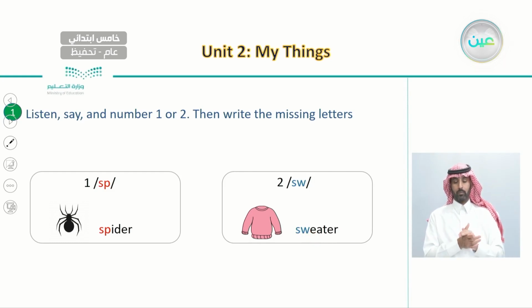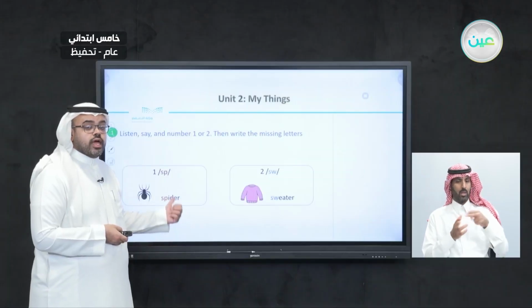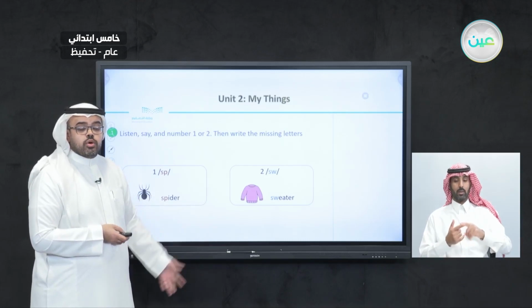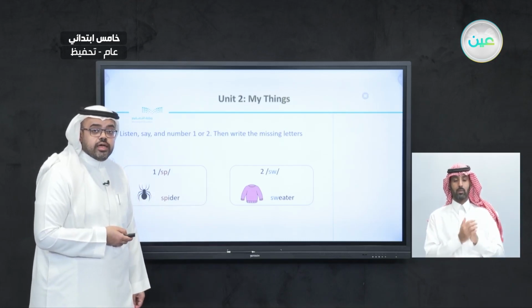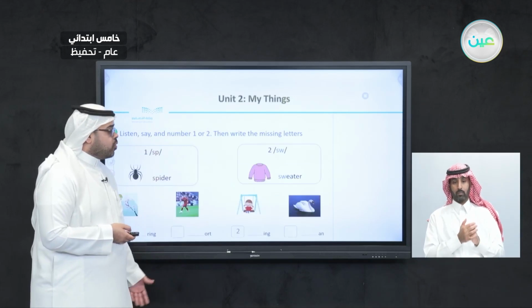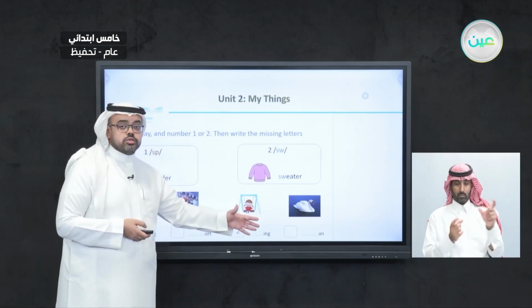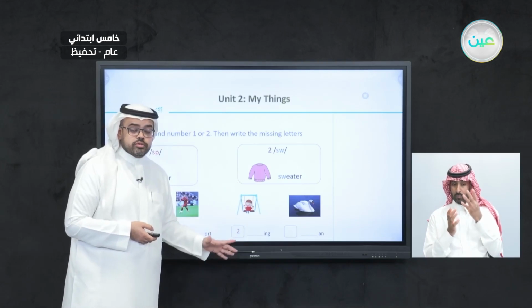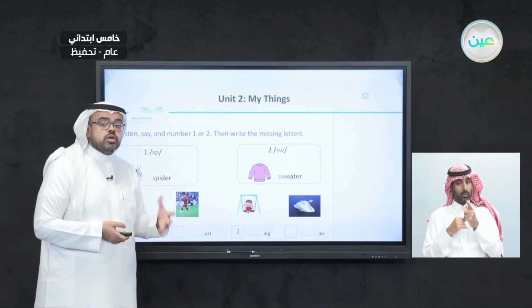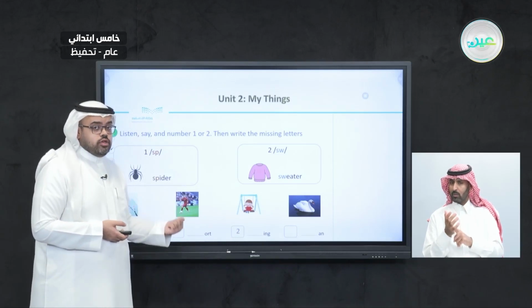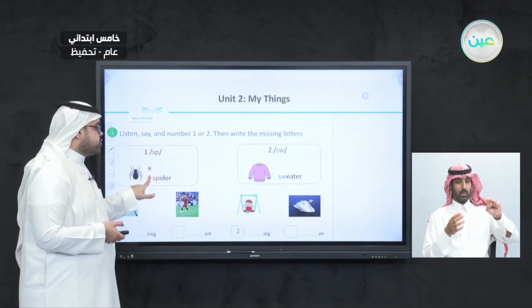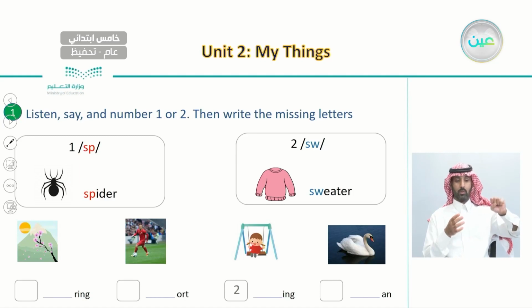Sweater. Very good. So here we have two sounds. The first one starts with S and P, and the second one starts with S and W. So now we will have different pictures and 4 different words. And what we're going to say is we're going to decide if this word starts with the first sound. If it does, then we're going to write number 1. Or if it starts with the second sound, we're going to write number 2.